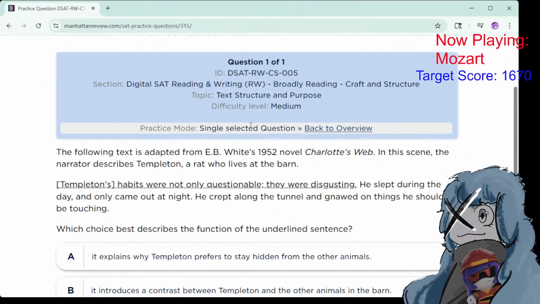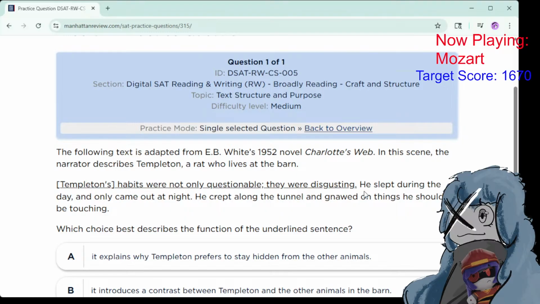This one's medium. It's text structure and purpose. The following text is adapted from E.B. White's 1952 novel Charlotte's Web. I read Charlotte's Web in like third grade. It was a pretty alright book. It was pretty good back when it was third grade. I'm not sure about now. I haven't read it in a while.